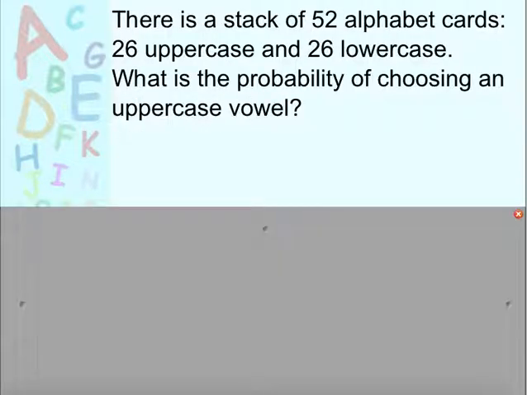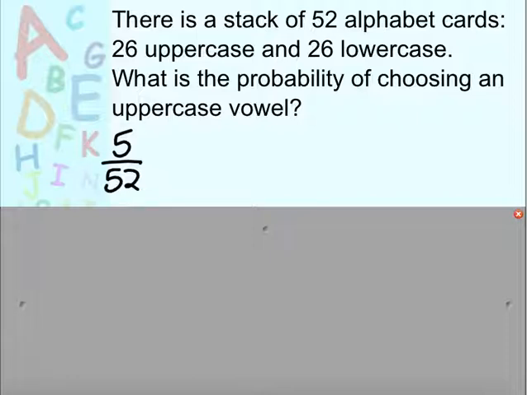Another one. There is a stack of 52 alphabet cards, 26 uppercase, 26 lowercase. What's the probability of choosing an uppercase vowel? Well, we could go ahead and say there's 52 total, and we know that there's 10 vowels total, 5 of them being uppercase. So we could say, well, my answer is 5/52.